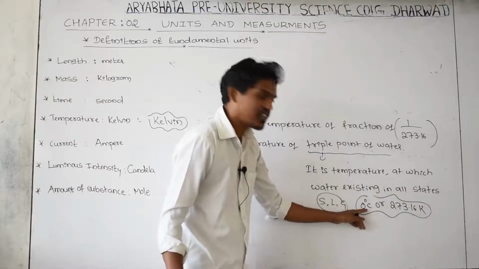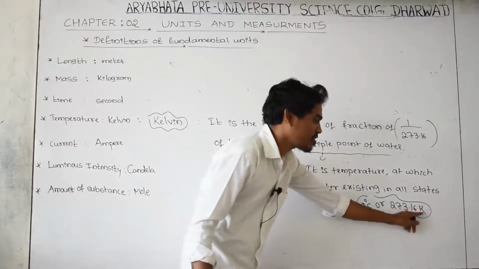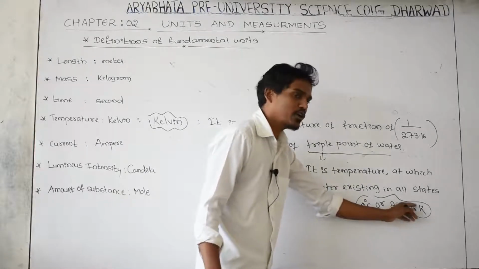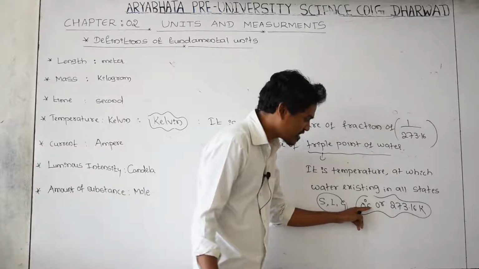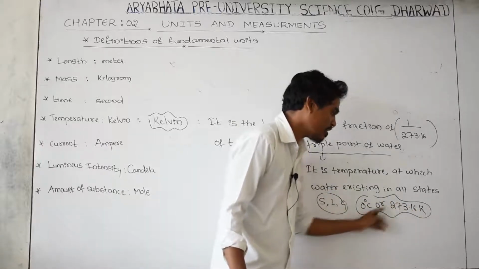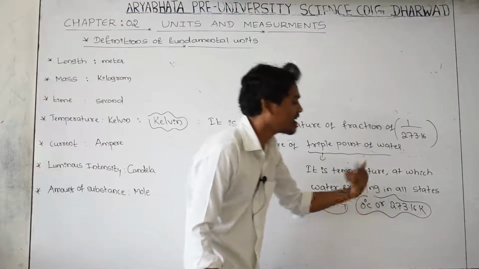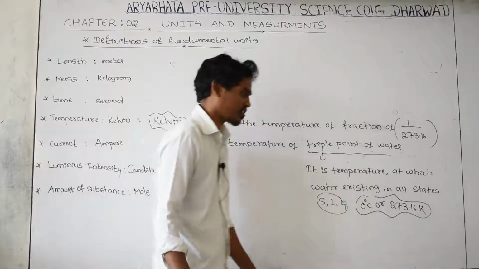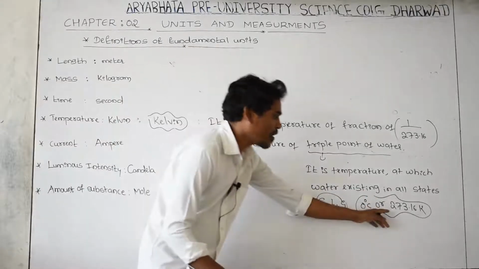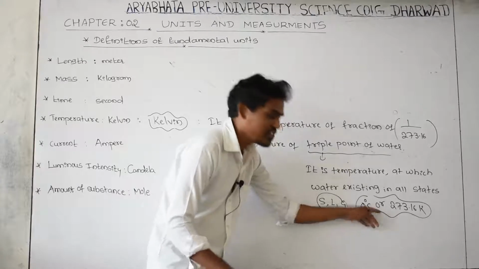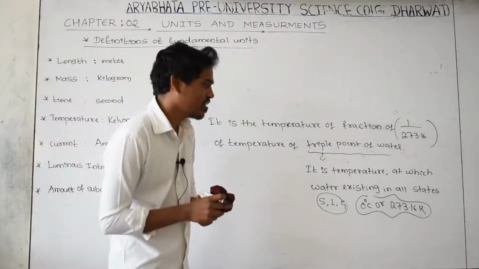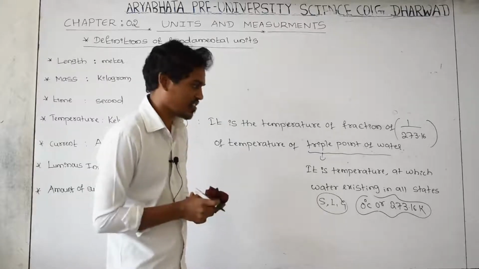This is the temperature in terms of centigrade, or this is the temperature in terms of Kelvin. The 0 degrees Celsius is nothing but 273.16 Kelvin. Both are the same. In Celsius it is 0, but in Kelvin it is 273.16. This is the triple point temperature of water. What is the meaning of a triple point temperature? It is the temperature at which the water is existing in all the 3 states: solid, liquid, and gaseous.